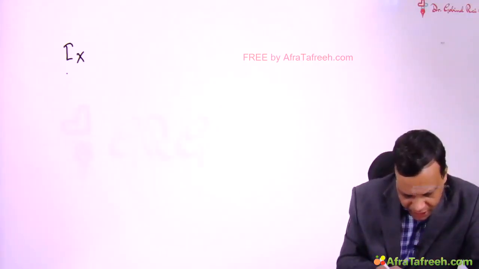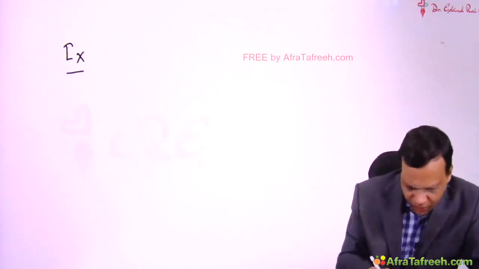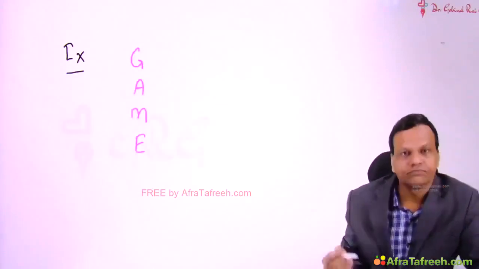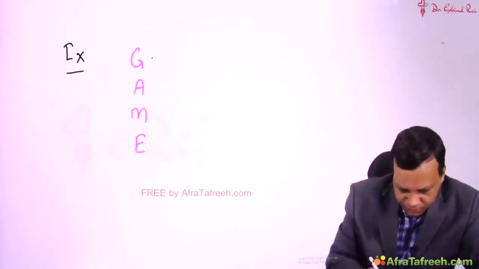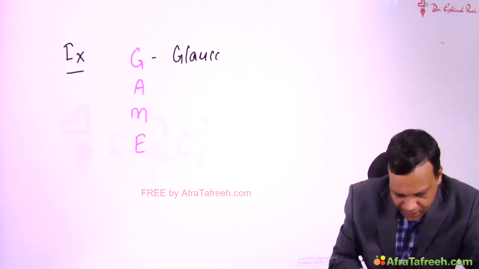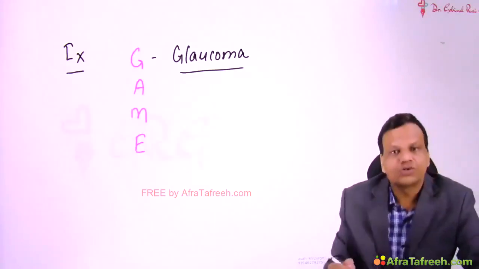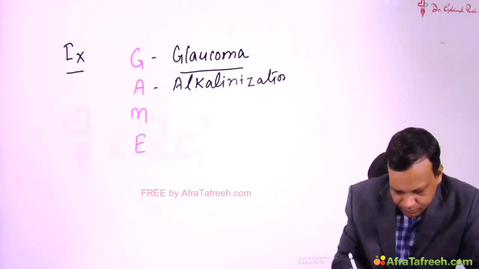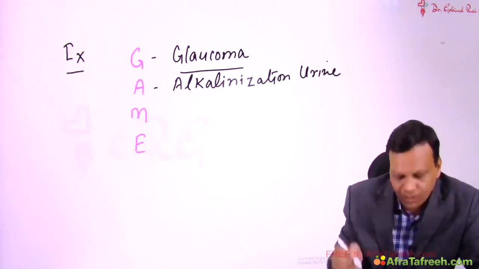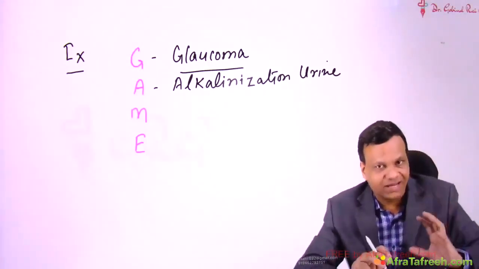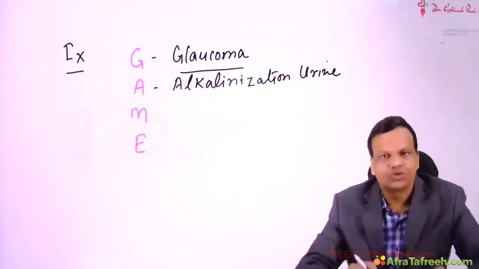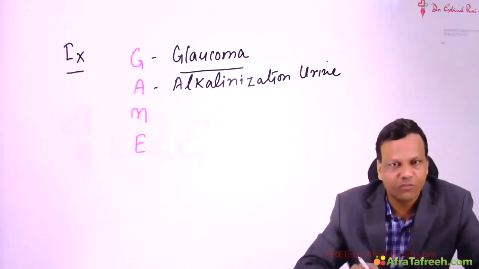First of all, coming to indications or uses. The uses of carbonic anhydrase inhibitors we can remember from GAME. G for glaucoma: carbonic anhydrase inhibitors are used in angle closure glaucoma. Then A for alkalinization of urine. We know carbonic anhydrase inhibitors secrete bicarbonate in the urine, and when more bicarbonate is present in the urine, it becomes alkaline. So they can be used to make the urine alkaline, as in cases of drug poisoning.